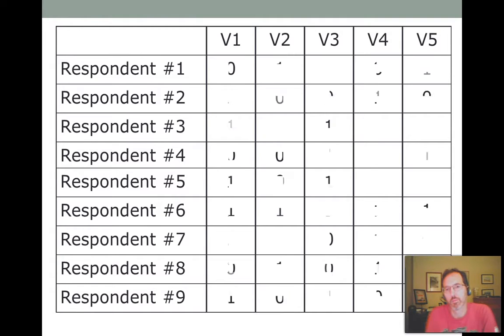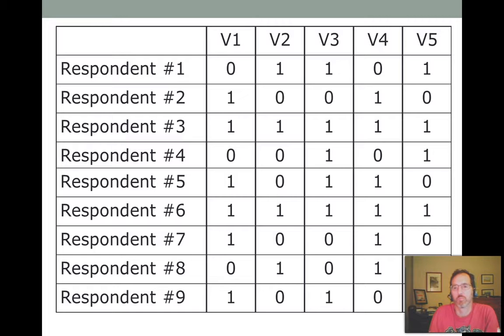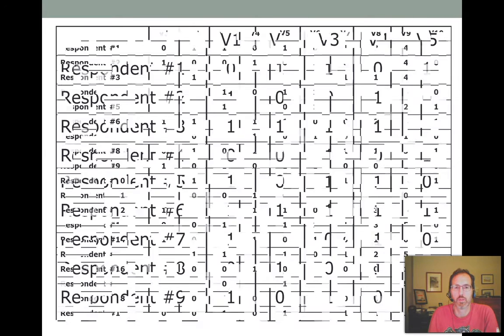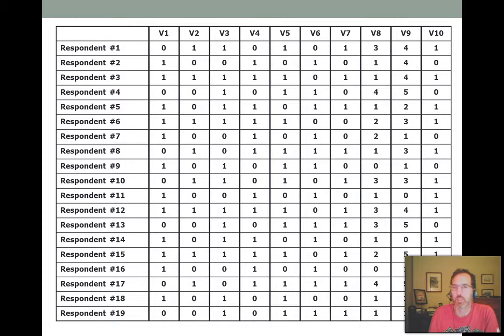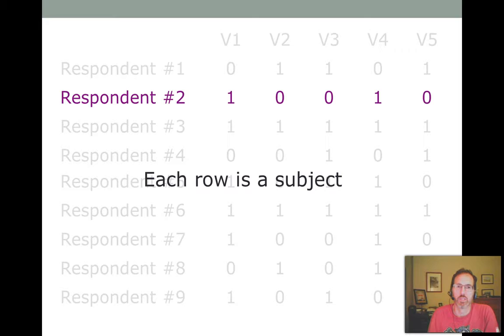So here's our data set. Here is some data in it. Nothing too fancy there. Here's a larger data set. This one consists of 19 respondents. You can see 19 rows and 10 variables. You can see 10 columns across the top. So each row is a subject.